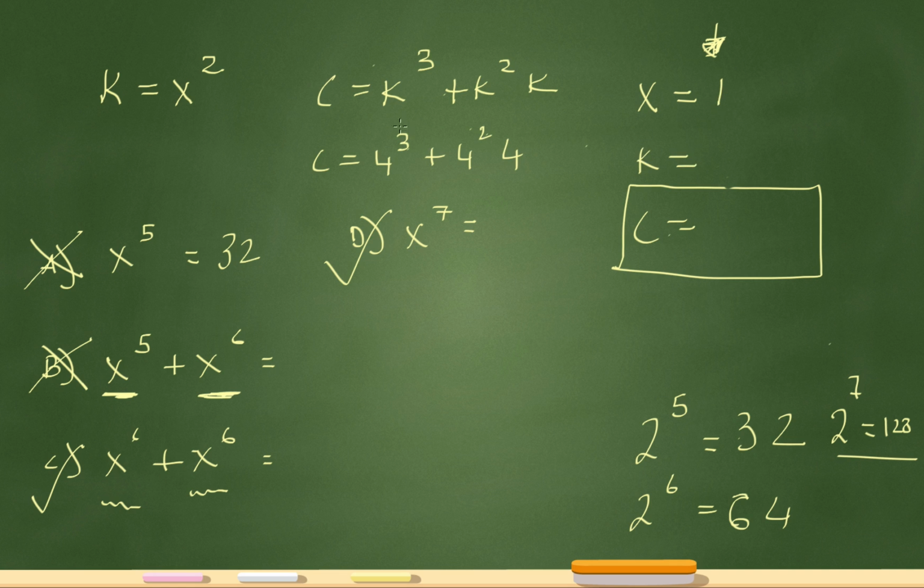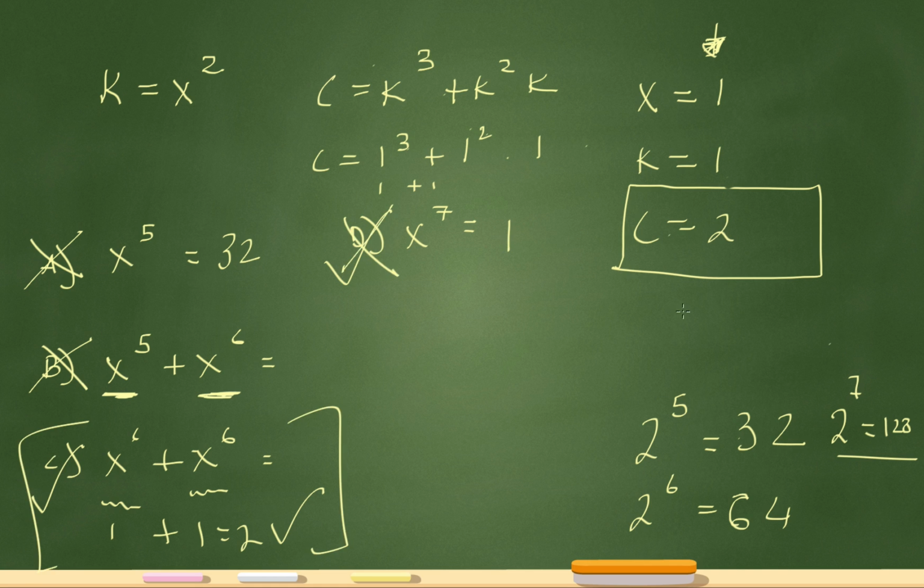So x is 1 and k will be 1 also, because x squared is k. And now let's check out c. Instead of these 4s, I'm just plugging in the 1s right now because those are my new values. So there'll be just 1 cubed, 1 squared, and 1. 1 cubed is 1, 1 squared is 1, 1 times 1 is 1, so it's just 1 plus 1, which is 2, so c is 2. Now let's go to answer choice c. 1 to the 6th is 1, 1 to the 6th is 1, and that does give me 2. And 1 to the 7th is just 1, so d doesn't work. C is my answer over here.